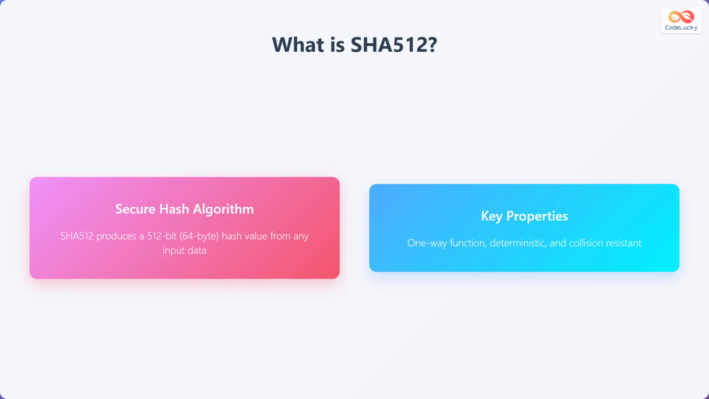SHA512 stands for Secure Hash Algorithm 512. It is a cryptographic hash function that produces a 512-bit, or 64-byte, hash value from any input data of any size. The algorithm has three key properties that make it valuable for security applications. First, it is a one-way function, meaning you cannot reverse the hash to get the original input. Second, it is deterministic, so the same input always produces the same hash output. Third, it is collision-resistant, making it extremely difficult for two different inputs to produce the same hash value.